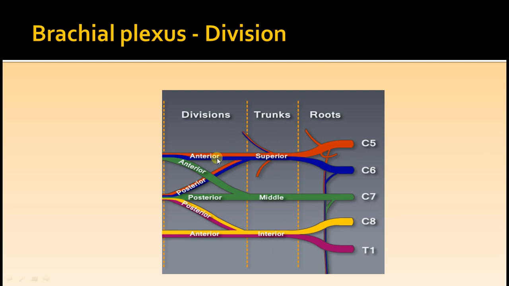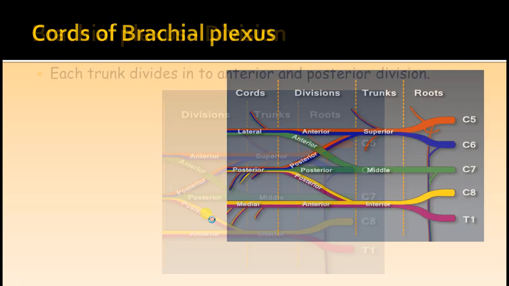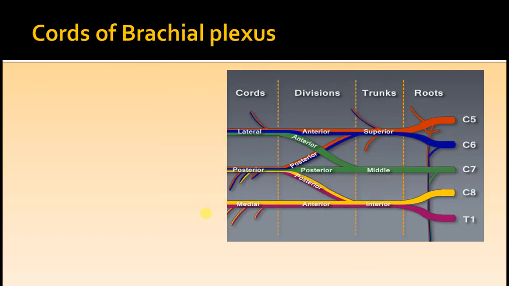Coming to the divisions of the brachial plexus, each trunk in turn divides into 2, an anterior and a posterior division. Remember, each trunk divides into an anterior and posterior division. All the trunks divide in the same way into 2, that is the anterior and the posterior. Now, followed by the division stage, we come to the cord stage, which is very important.